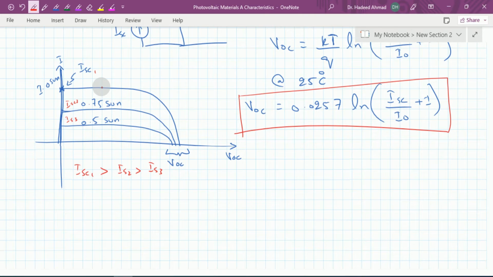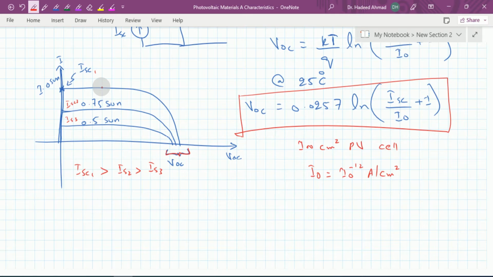Now if we notice here, this is the VOC value, and we have seen that this VOC value has not changed much. So let us perform a simple numerical to understand how and why this is happening. We consider a 100 centimeter square PV cell that has an I naught equal to 10 raised to the power minus 12 ampere per centimeter square.